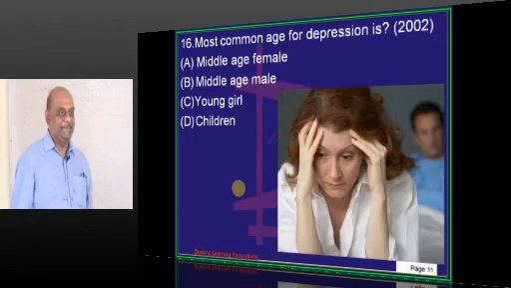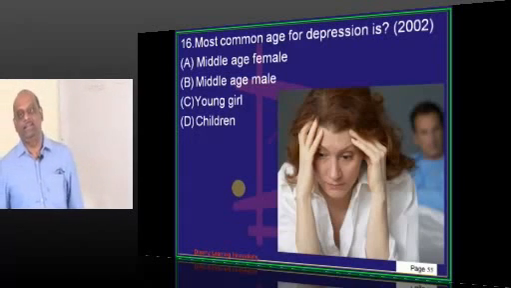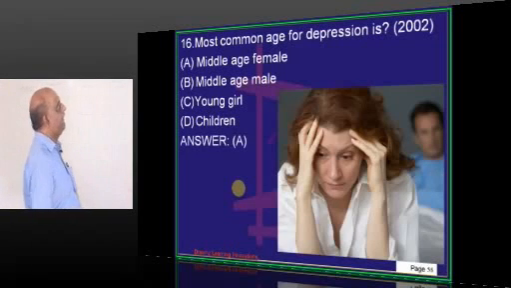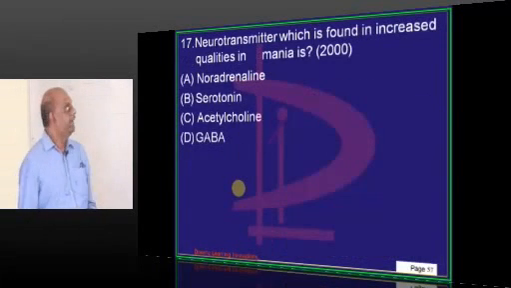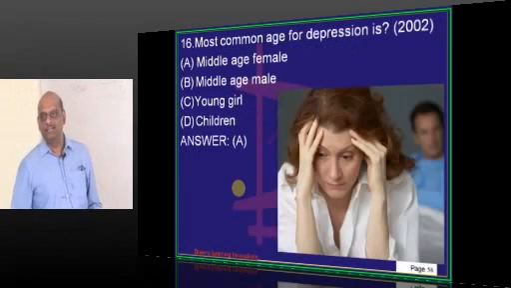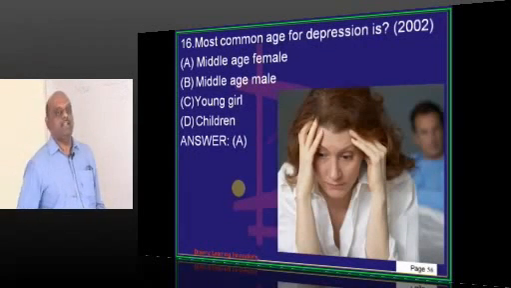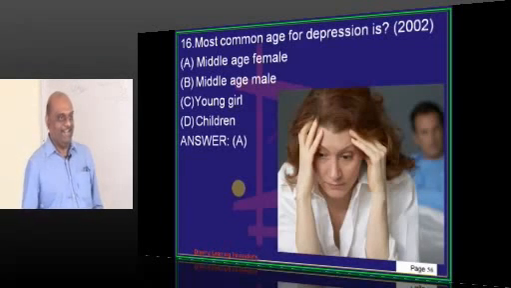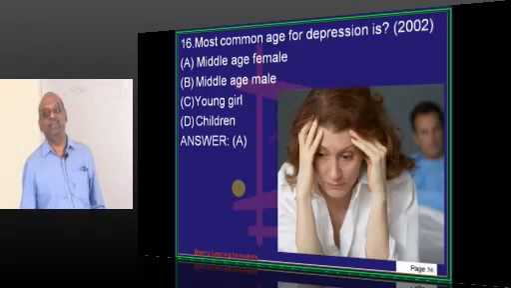Who? Male or female? Middle-aged female. Middle-aged female is the most common age for depression. Okay, then why middle-aged female? Because middle-aged male is the most common age for suicide. So they are all dead, so there is nobody available for depression. Whoever is depressed is only middle-aged female.